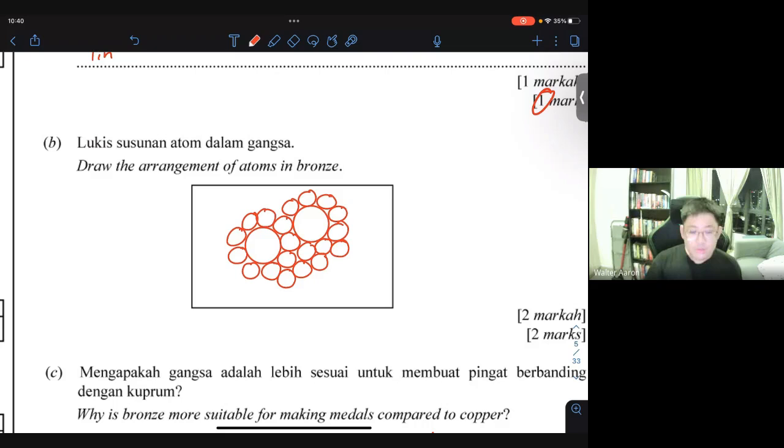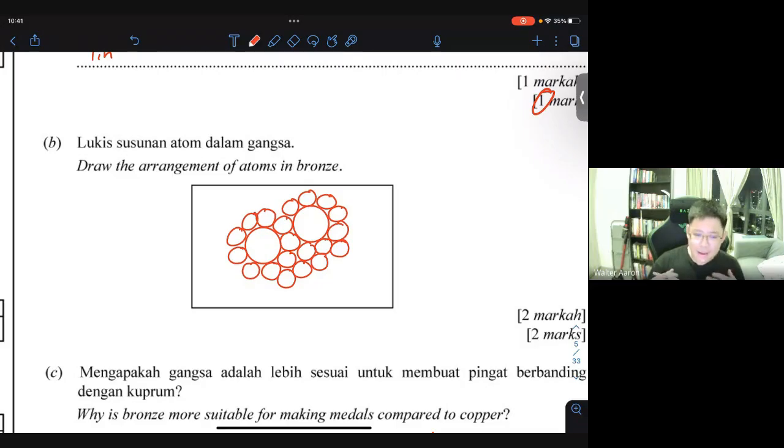Now for B, they ask you to draw the arrangement of atoms in bronze. Usually you have 2 different sizes of atoms. In this case, because bronze has only 2 different elements, you have copper and you have tin. You must always draw more copper atoms than tin in your alloy, because tin is the foreign atom, while copper is the main atom inside there.